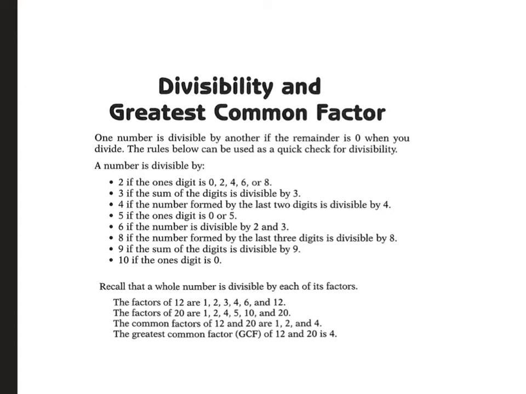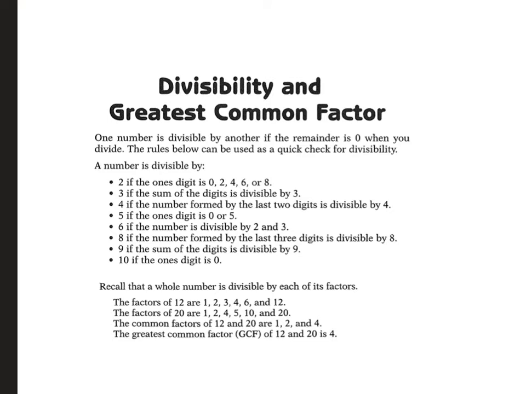6 if the number is divisible by 2 and 3; 8 if the number formed by the last three digits is divisible by 8; 9 if the sum of the digits is divisible by 9, and 10 if the ones digit is a 0. Recall that a whole number is divisible by each of its factors.